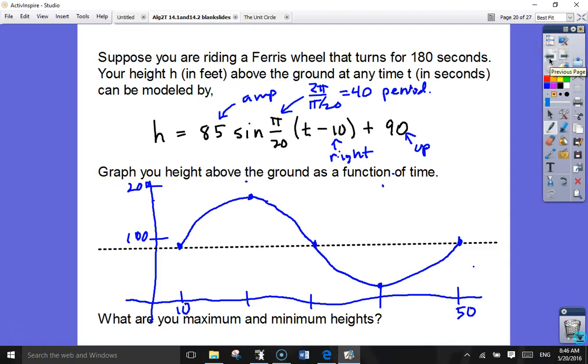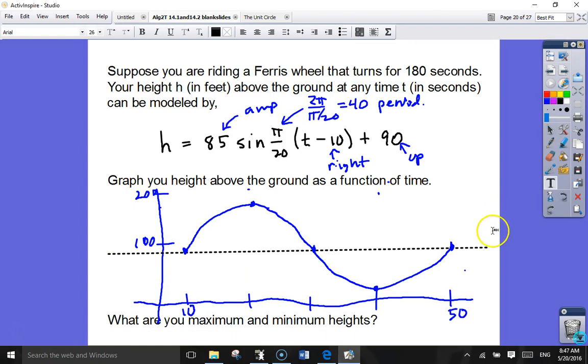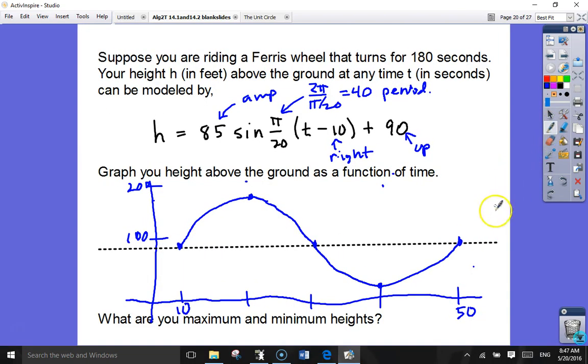Okay, what is the maximum height? If the middle line is 90, and you add an amplitude of 85, then what is the maximum? 90 plus 85, 175. What is the minimum? If it starts at 90 and it goes down 85, how high above the ground are you? 5 feet. That could be scary.